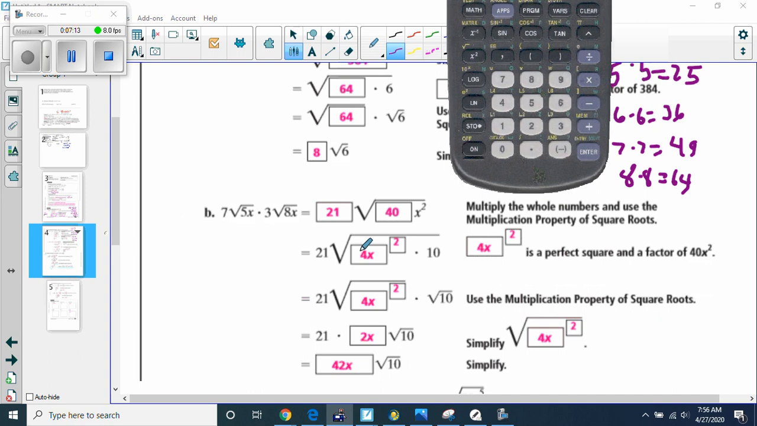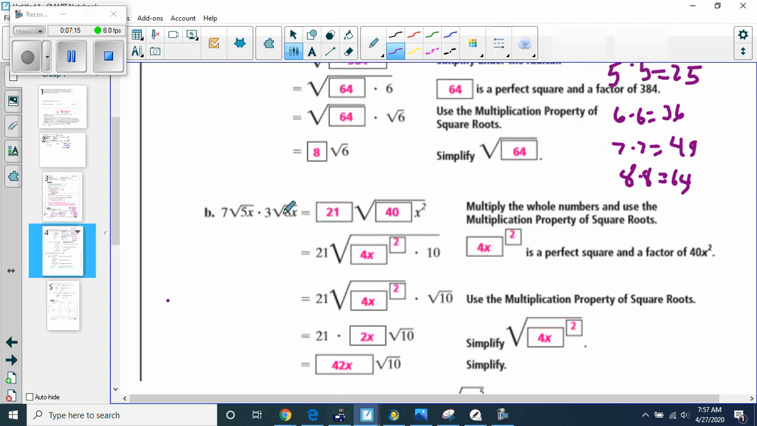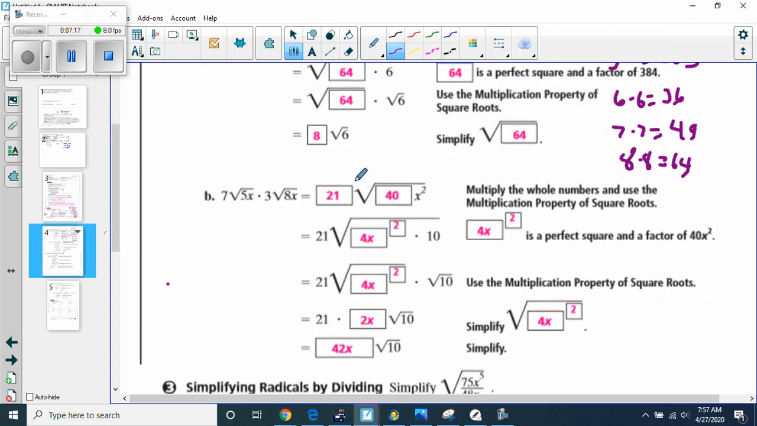Now we're going to involve variables and numbers into the question. So I'm just going to multiply 7 times 3. That's the 21 out front. And then 5 times 8 is 40 inside, and x times x is the x squared. Now I need to rationalize this here. Leave the 21 outside, rationalize what's inside here.